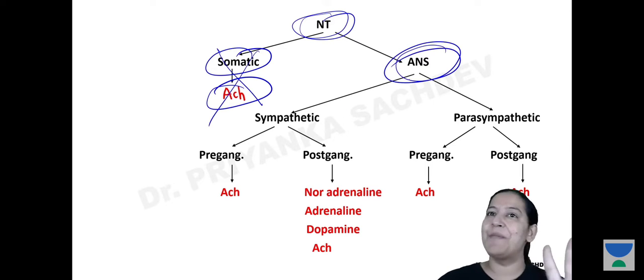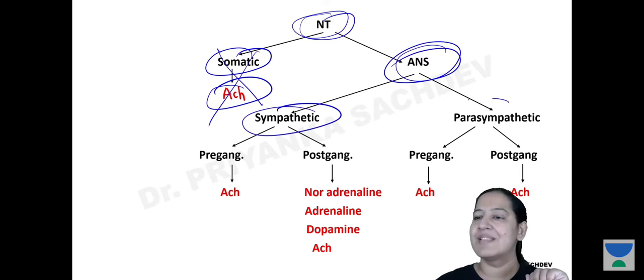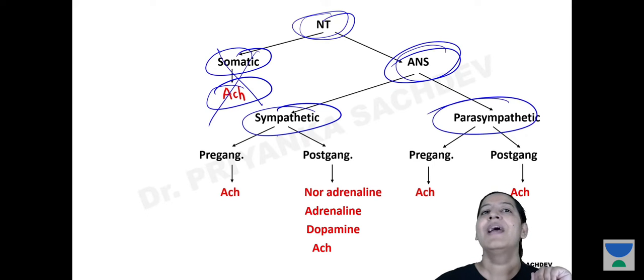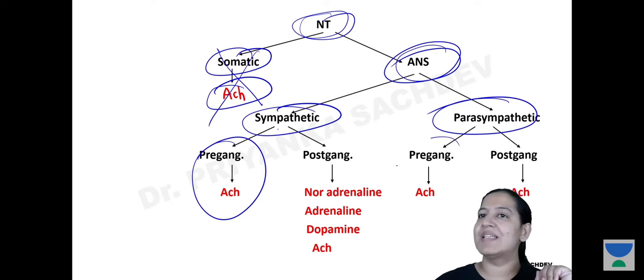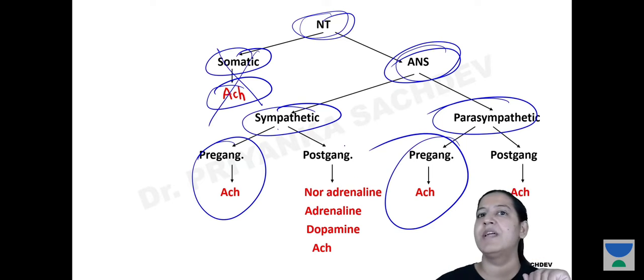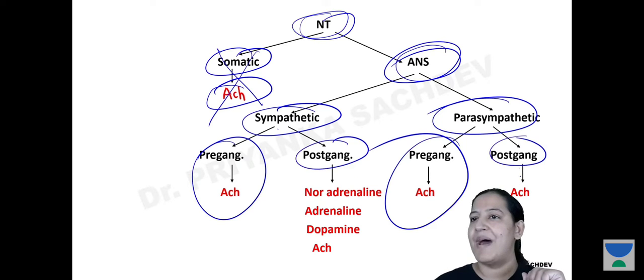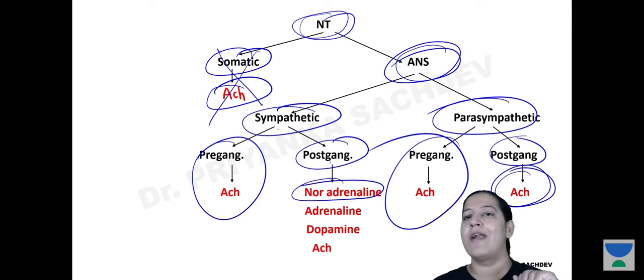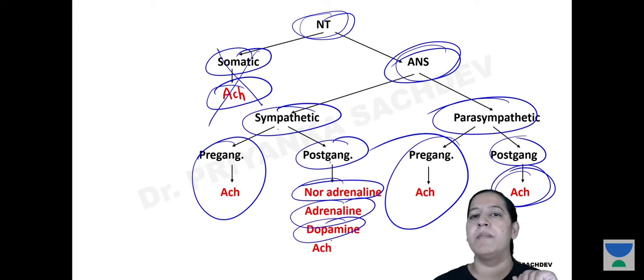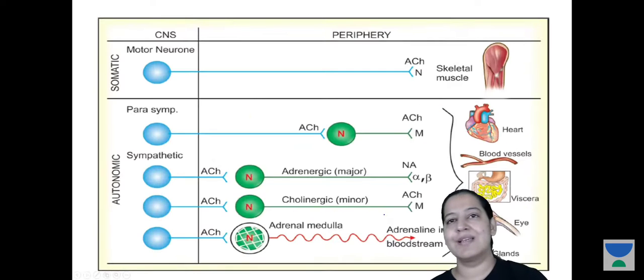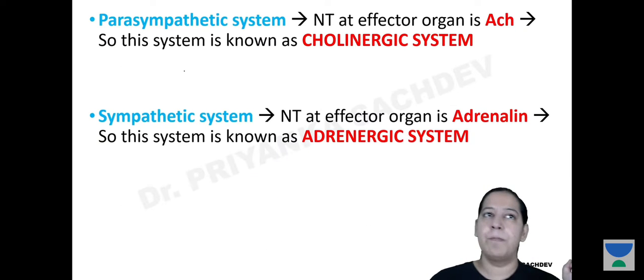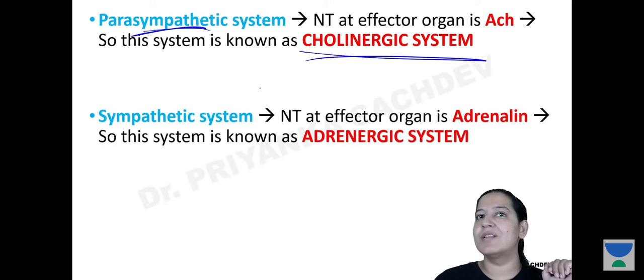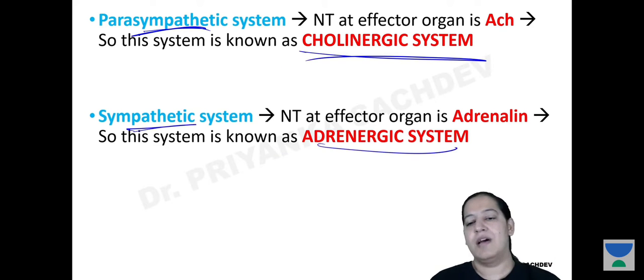In autonomic nervous system, we have two types, sympathetic and parasympathetic. Preganglion is always acetylcholine, whether it is sympathetic or parasympathetic. Postganglion is different. In parasympathetic, again it is acetylcholine. In sympathetic, mostly it is noradrenaline, but sometimes it is adrenaline, dopamine, and acetylcholine also. So that is the summary till now. The parasympathetic system's other name is cholinergic system. The sympathetic system's other name is adrenergic system.